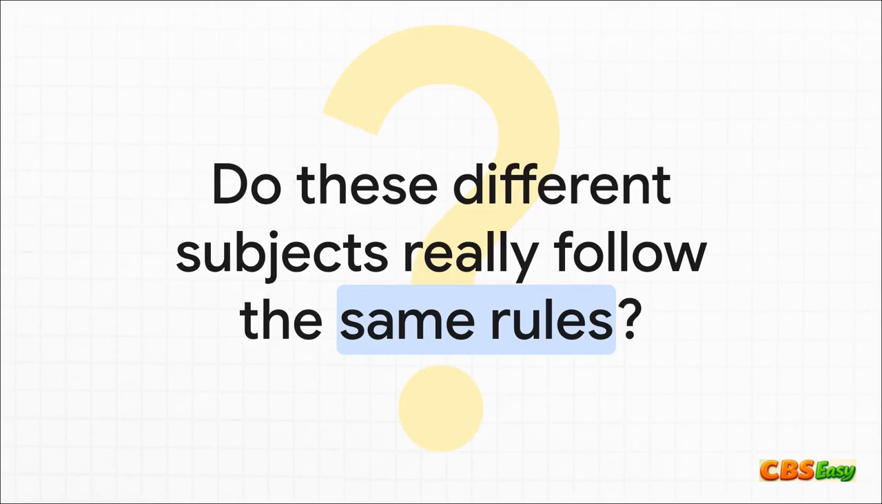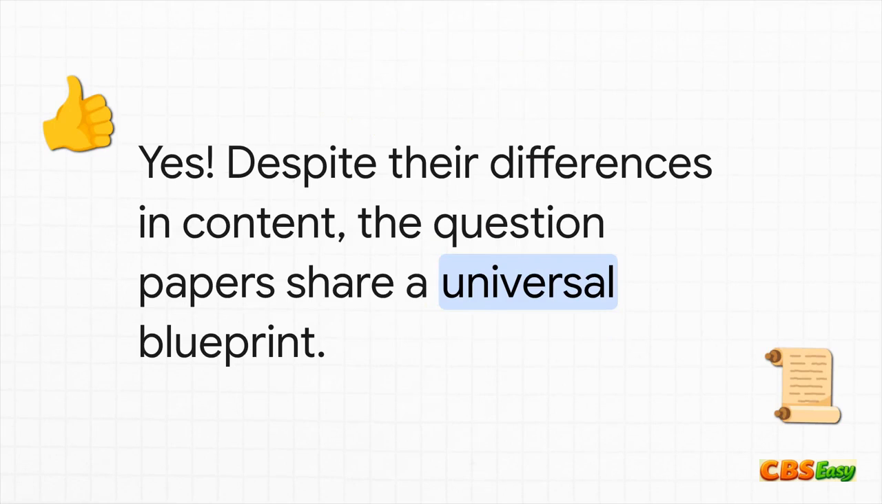It's a totally fair question. I mean, science is all about formulas and experiments. Social science is about dates, maps, and big ideas. And math? Well, math is its own universe, right? So how could they possibly follow the same rules when it comes to the exam? Well, the answer is a big, resounding yes. Even though the topics are completely different, the question papers themselves are built on a shared universal blueprint. And getting to know this blueprint is your first and maybe most important step towards acing these exams.